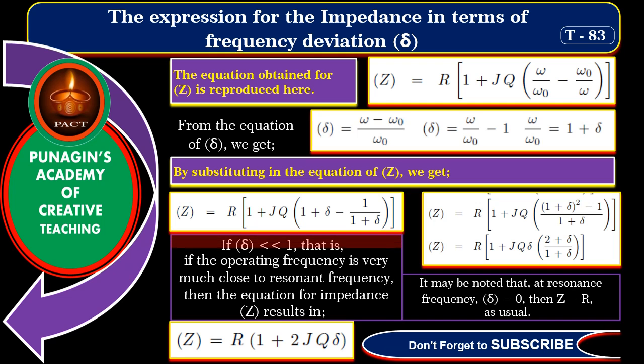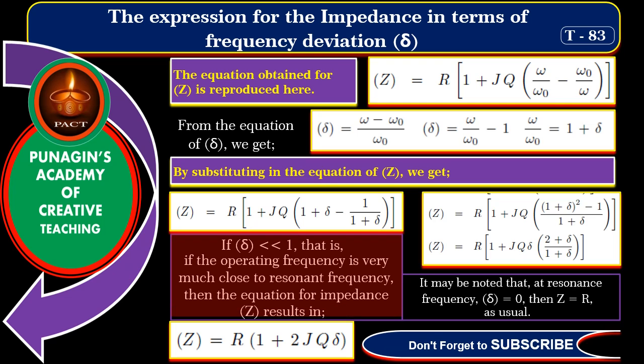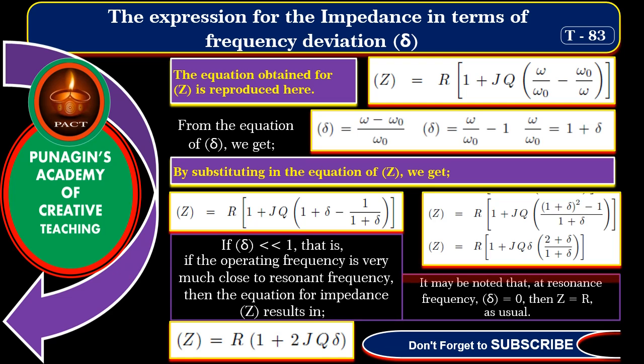If delta is very much less than 1, that is, if the operating frequency is very much close to the resonant frequency, then the equation for the impedance Z results in Z is equal to R into bracket 1 plus 2jQ delta. It may be noted that at resonance frequency, when delta is equal to 0, then Z is equal to R as usual.